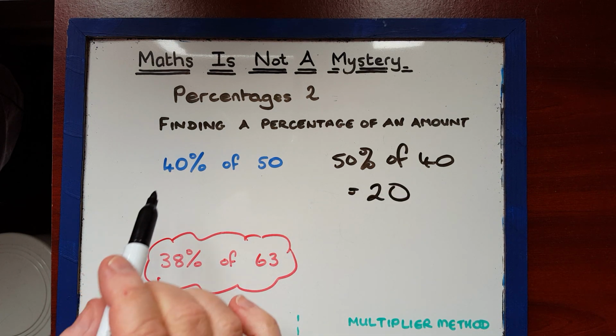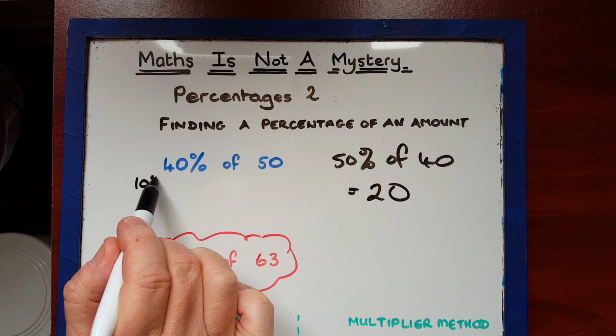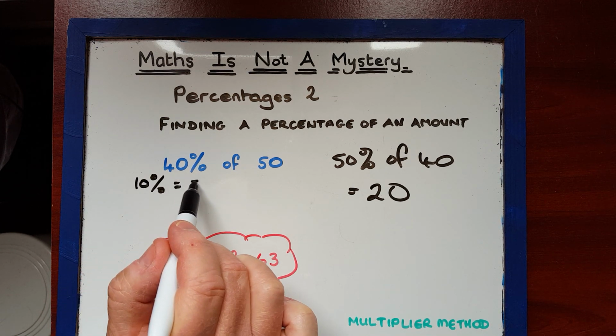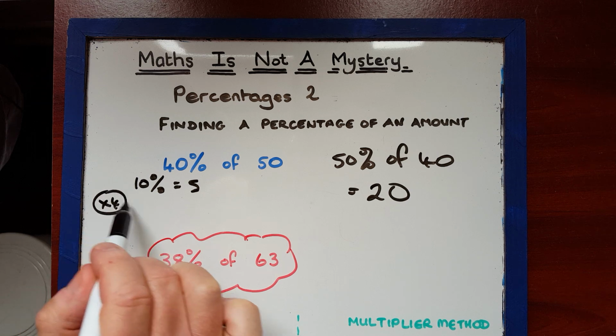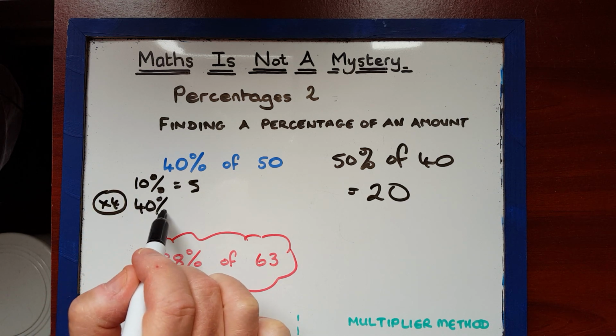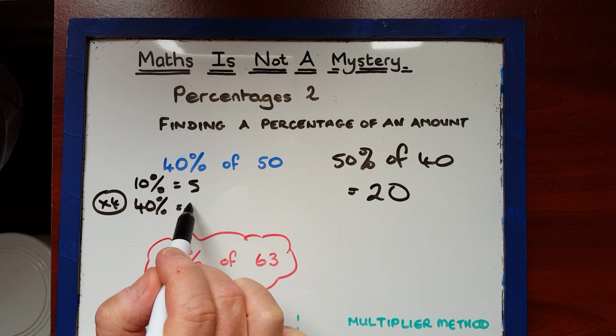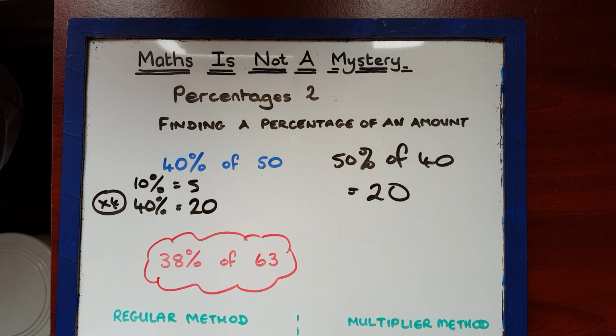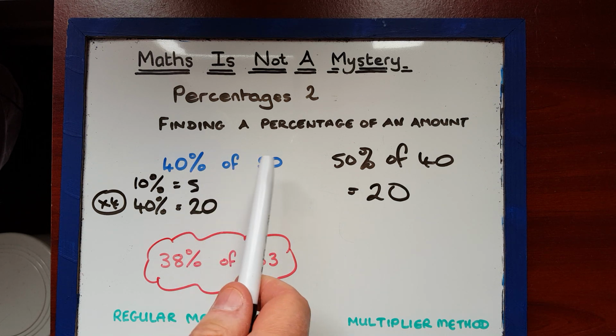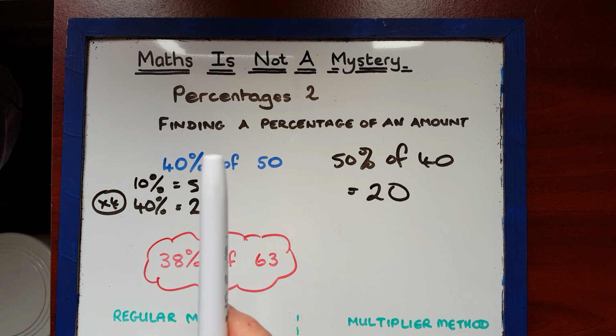If we just test it on this, 10% of 50 would be 5, and then if we multiply the whole lot of that by 4, 40%, it's 4 lots of 10, so 4 lots of 5 is 20. It's the same answer. It's a really useful thing to know. You can switch the percentage round. 40% of 50 is the same as 50% of 40, and it works with any numbers at all.